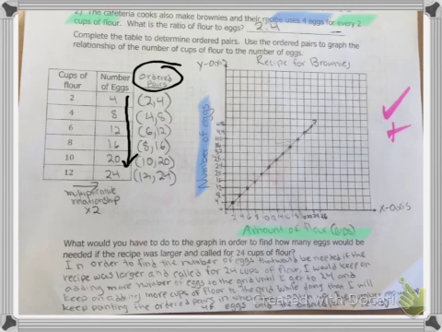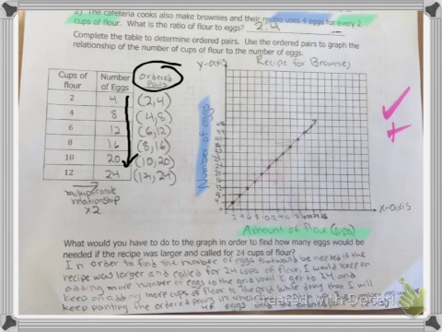The next part says, what would you do to the graph in order to find how many eggs would be needed if the recipe was larger and called for 24 cups of flour? So the response here, in order to find the number of eggs that would be needed if the recipe was larger and called for 24 cups of flour, I would keep on adding more numbers of eggs to the grid until I got to 24.